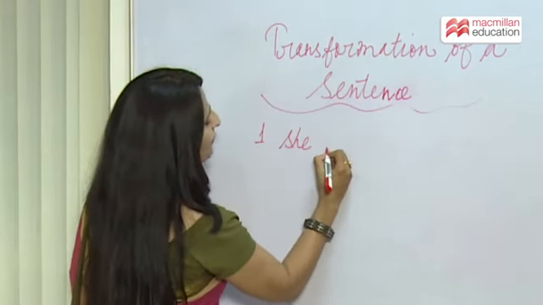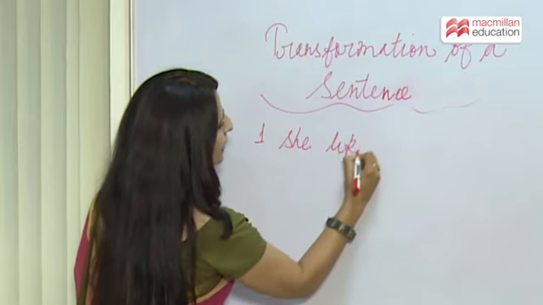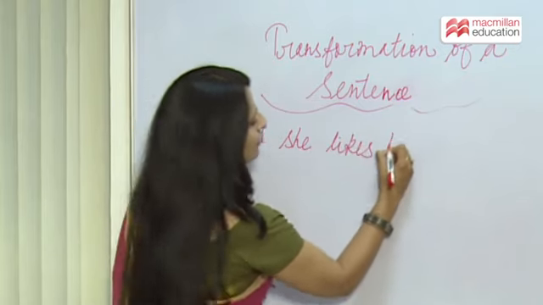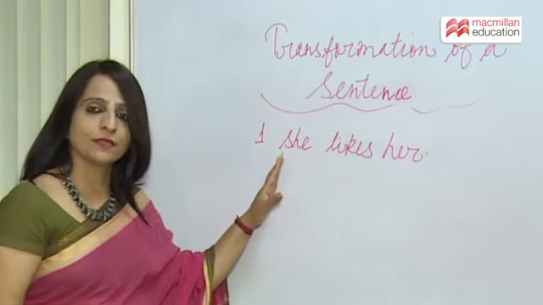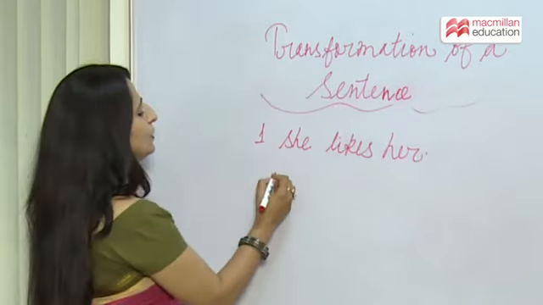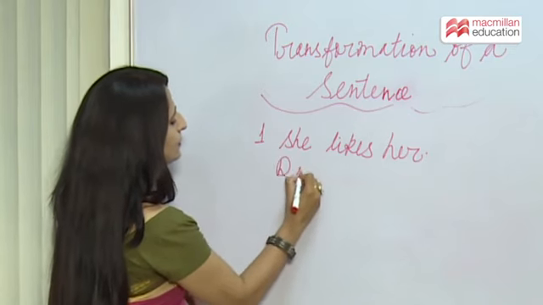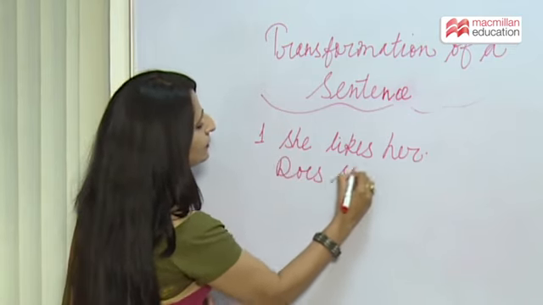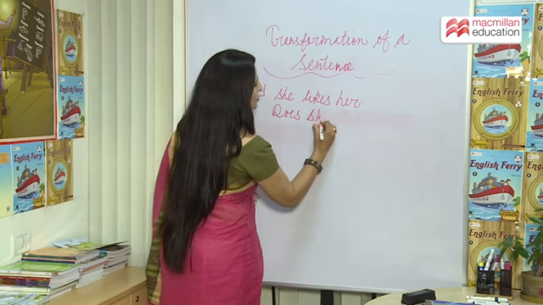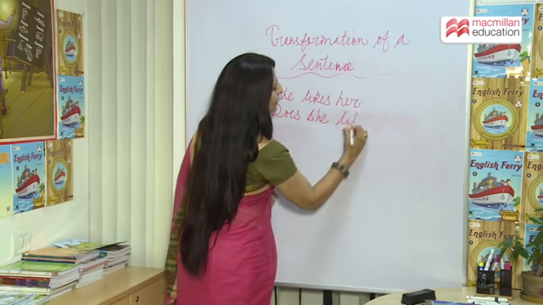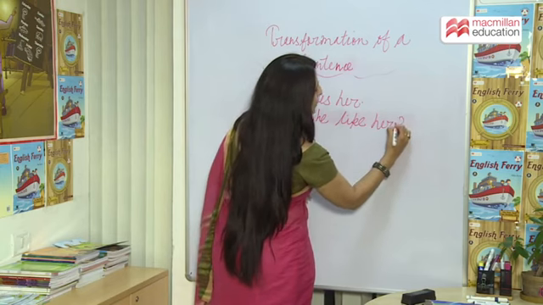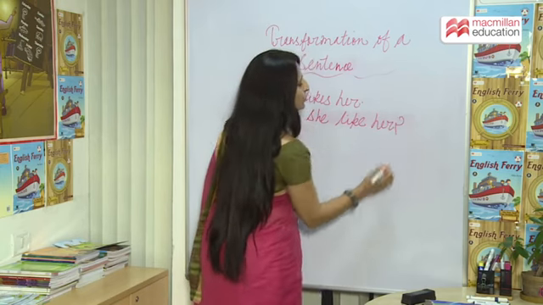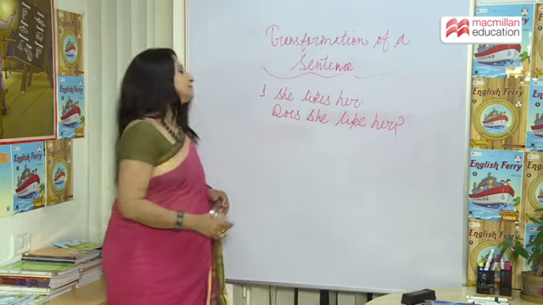If I write, she likes her, and now if we need to change this statement into a question, we will write, does she like her? Does she like her? So this is an interrogative sentence which ends with a question mark.